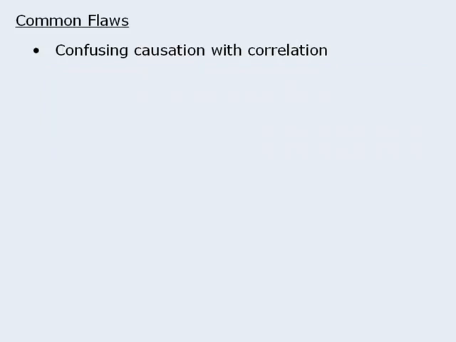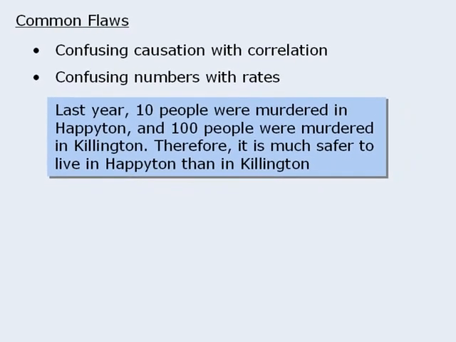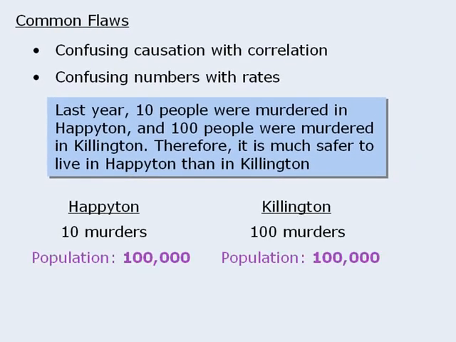Okay, the next flaw to watch out for is confusing numbers with rates. For example, consider this argument. Last year, 10 people were murdered in Happyton, and 100 people were murdered in Killington. Therefore, it is much safer to live in Happyton than in Killington. Here the author is confusing numbers with rates. To determine which city is safer, we must determine the murder rate, not the number of murders. For example, if both cities had the same population, we can see that the murder rate in Happyton is less than the murder rate in Killington, in which case it might be reasonable to conclude that Happyton is safer than Killington.